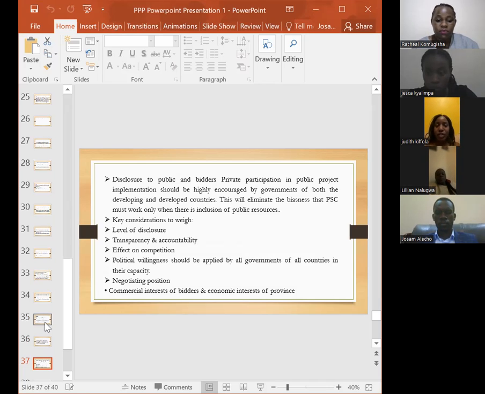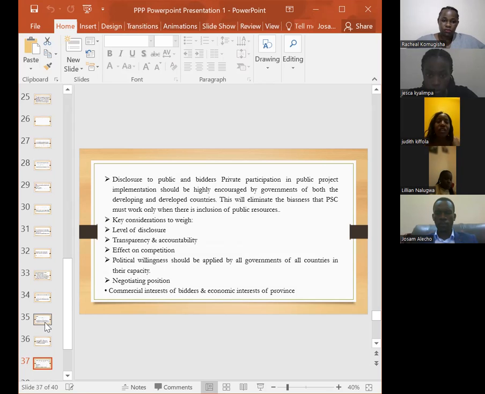Okay, so the next point is the level of disclosure. When we are doing a PSC, there should be a level of disclosure at every level that you undertake, right from the operating costs and capital costs, down to the continued neutrality, down to the risks. We should ensure that the disclosed information is accessible to everyone participating, so that the right information leads to good decision making. And then transparency and accountability, which Lillian already said.